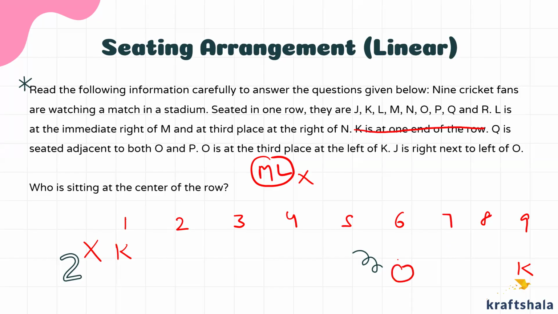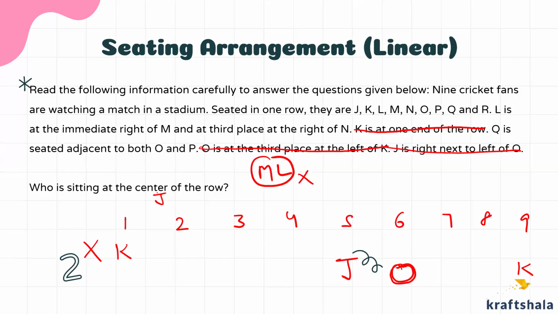So O must be here, right? You will count, you will always think which I consider as the first place. So this is the first, this is the second, this is the third. So O is here. So I have made use of this as well, right? Now J is right next to the left of O. That means J must be here. I have made use of this one as well. Now the question is who is sitting at the center of the row? I can clearly see that center of the row is fifth position, that is J. So I got my answer, but currently we are in the learning mode.